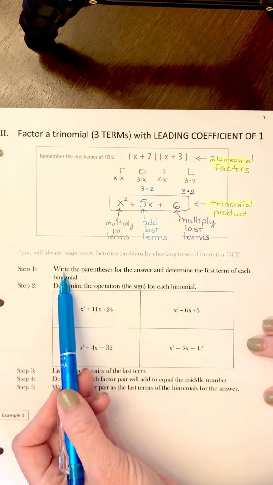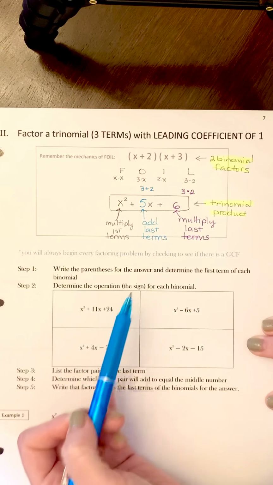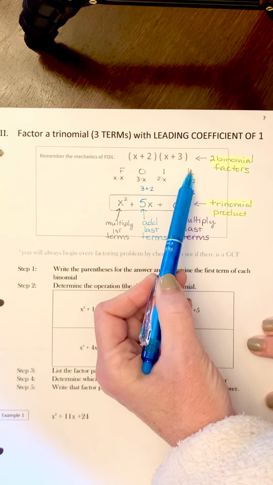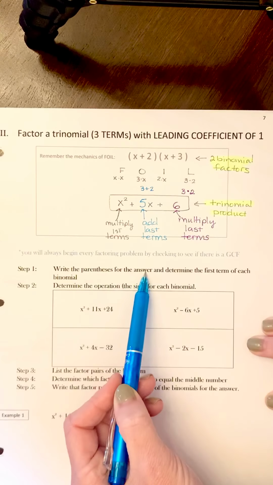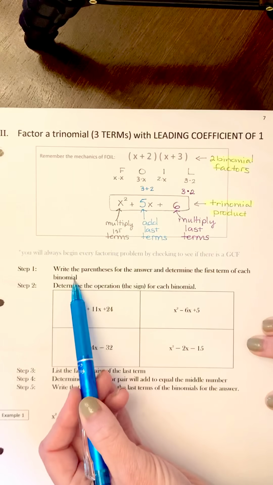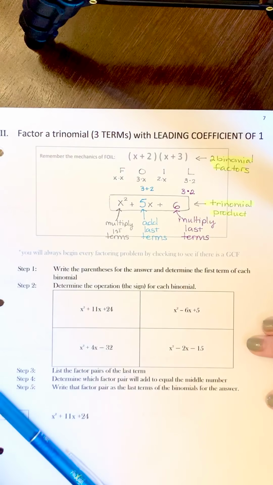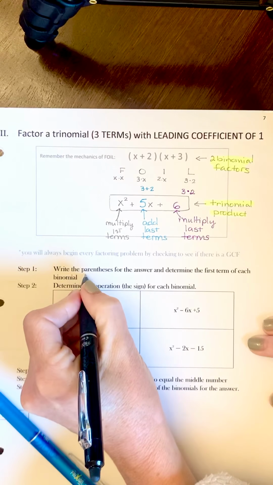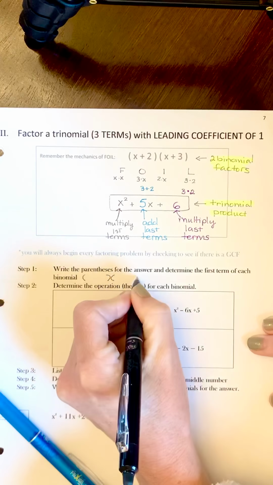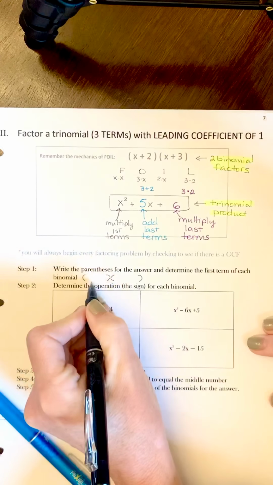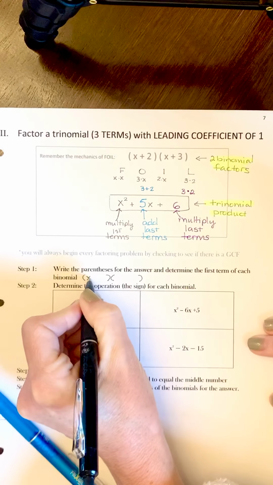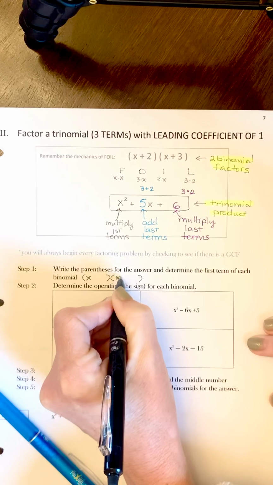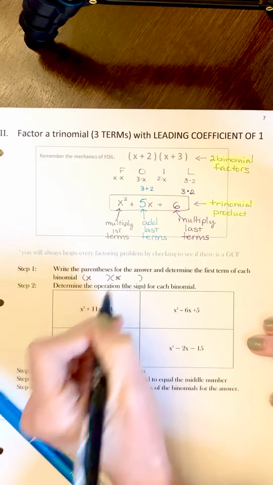Okay, so to be able to factor a trinomial, to figure out what the 2 binomials are, your first step is going to be to write the parentheses for the answer and determine the first term of each binomial. So in other words, you have a trinomial you're factoring. You know you're going to end up with 2 sets of parentheses because it's going to be a binomial times a binomial, and you can also figure out what the first term will be for each binomial.